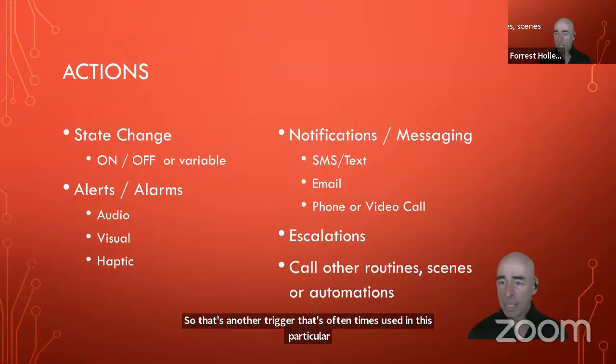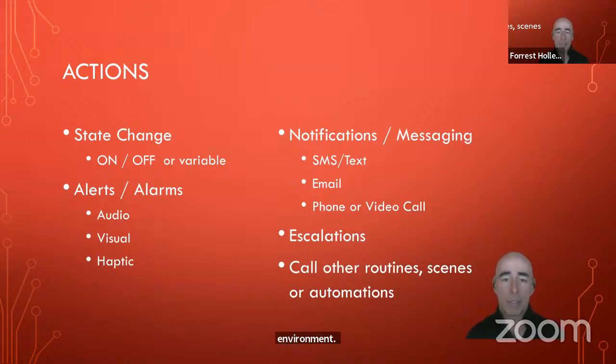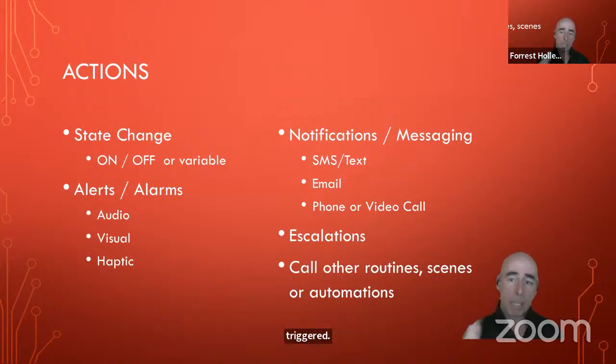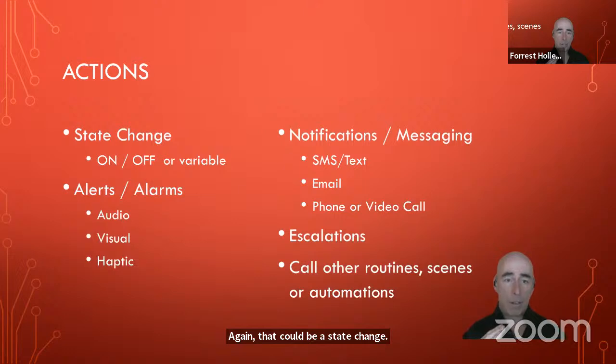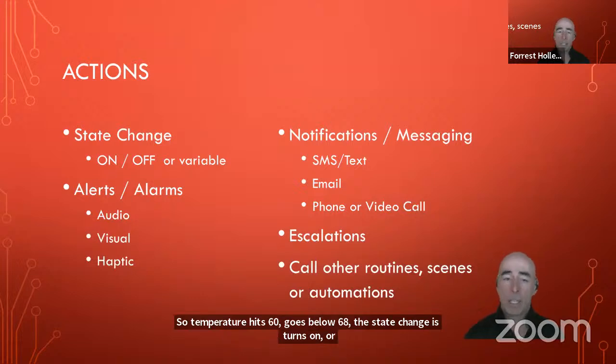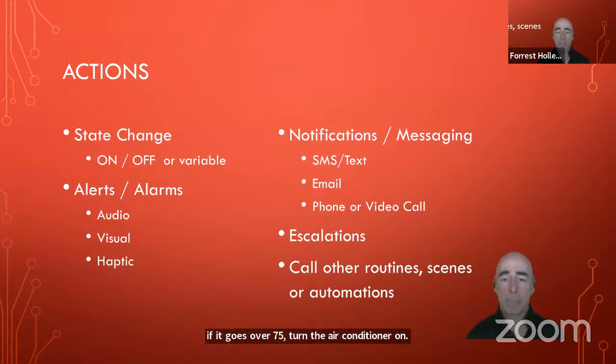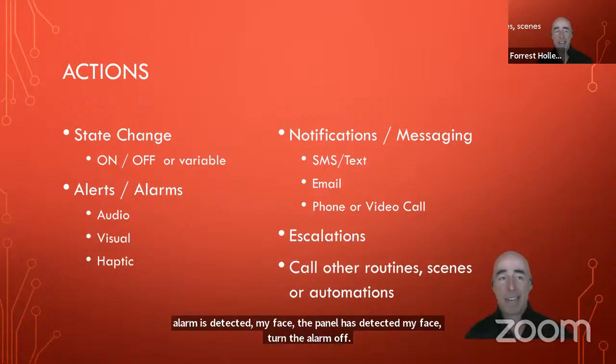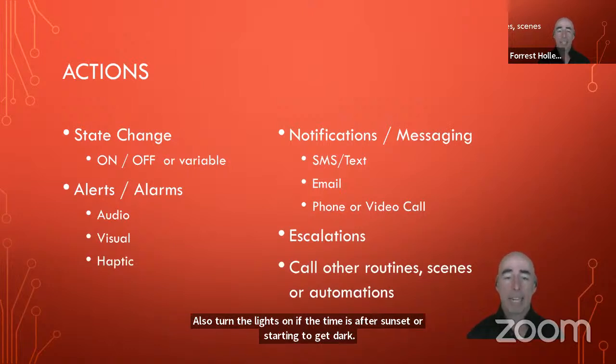So actions are what happens once a routine has been triggered. So again, that can be a state change. So temperature goes below 68, the state change is turn the furnace on. Or if it gets over 75, turn the air conditioning on. So it could be something as simple as that. It could be as soon as my front door opens and the panel has detected my face, turn the alarm off. You could also turn the lights on if the time is after sunset or starting to get dark. So there's a bunch of things that we can do as actions.